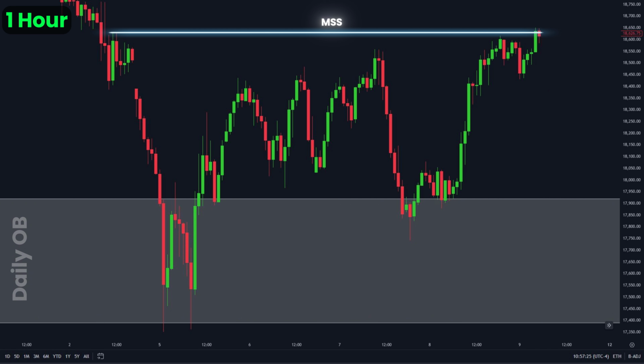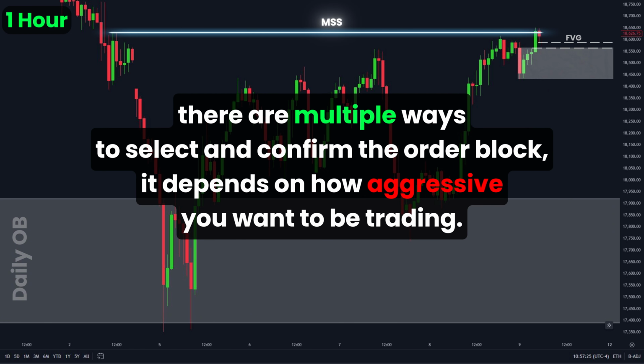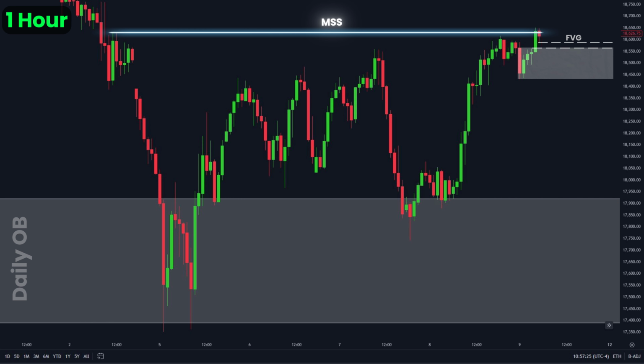Now we'll be defining the potential order blocks. It will be the first one in this case as it has not been mitigated, plus it has a fair value gap in front of it. Always remember that there are multiple ways to select and confirm the order block. It depends on how aggressive you want to be trading. In this case, this one is great.